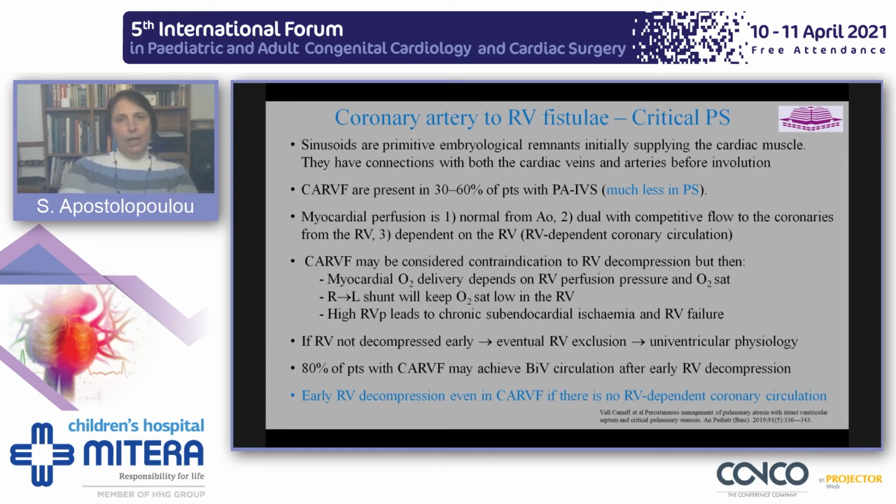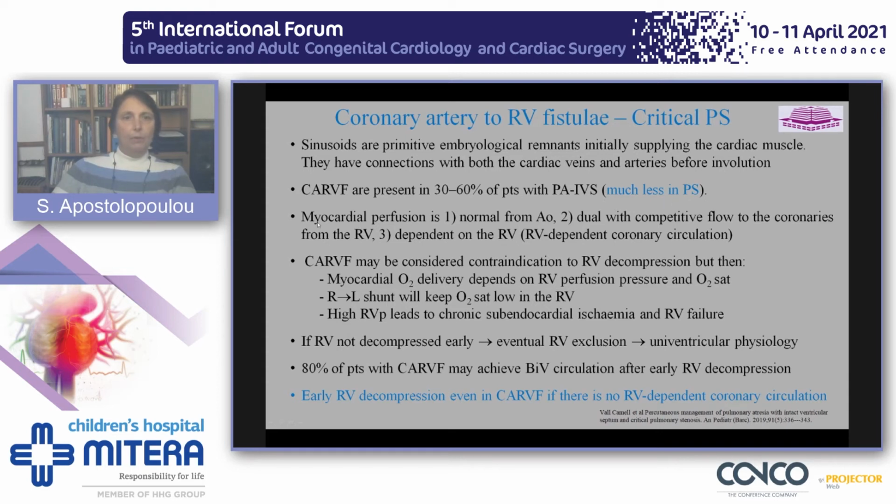Now, fistula, as I said, is more of a problem in pulmonary atresia with intact septum, but sometimes in very, very small critical PSs, we can have them. What are sinusoids? They're primitive embryological remnants that initially supply the cardiac muscles. So they have connections to both cardiac veins and arteries before they involute. They are less common than in pulmonary atresia with intact septum in patients with PS.